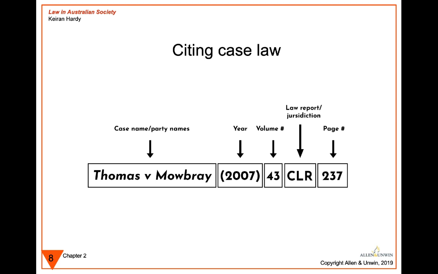Next is the year, here 2007, and in rounded parentheses. And I bother mentioning that because there's another type of citation called medium neutral citation, which we look at in the book, which uses square brackets. Next is the volume number. Then there's the law report, in this case the Commonwealth law reports, and there are different abbreviations for law reports in different states. And then finally the page number that the judgment starts on.